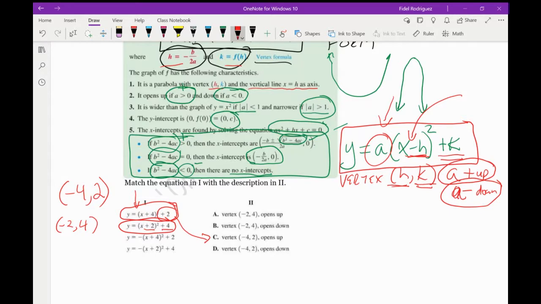And then again, I'm going to look at the number in front here. And since that number is positive, that graph's going to open up. So I'm going to look for vertex of negative 2, 4 opening up. That's going to be matched with A. Okay.